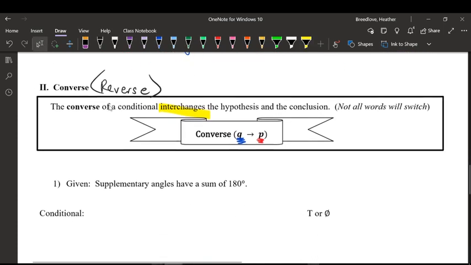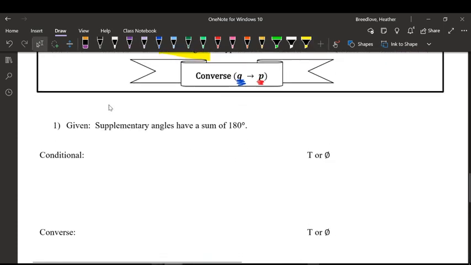Okay, so we're given a statement. It's not conditional: supplementary angles have a sum of 180 degrees. So first thing we need to do is write a conditional statement, if P, then Q. And then after we write if P, then Q, we can do the converse of that and do if Q, then P. So I'm going to say supplementary angles is what I'm going to make the P, and the sum of 180 is going to be the Q.